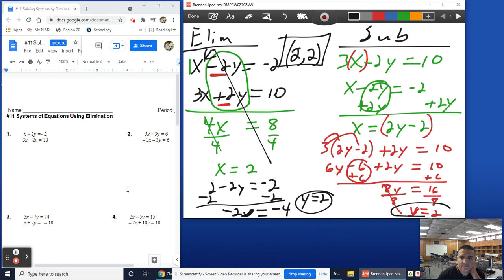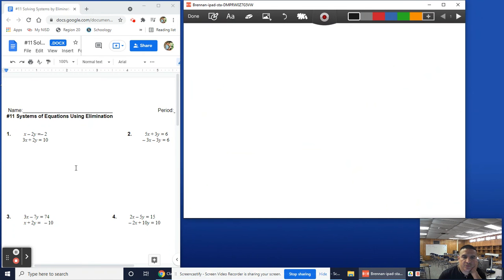Okay. After looking at that, so that's number one, I have to look at all of these problems. If I'm looking at 2, 3, and 4, which one is going to be the hardest problem? I should know right now which one is going to require the most steps. If you don't know, let's talk about it.